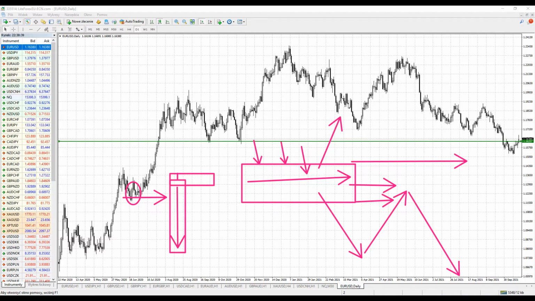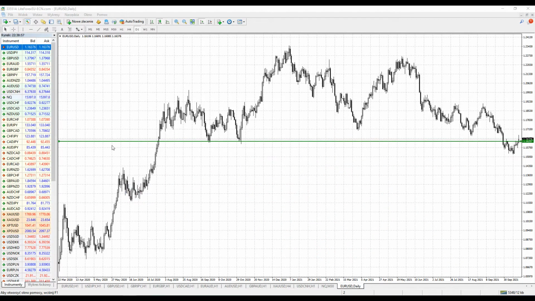So let's say this would be this type of breakdown to the downside. We are going to try to find some examples. Then it's really what I like the most: when the price is coming back here, I'm going to try to short it.